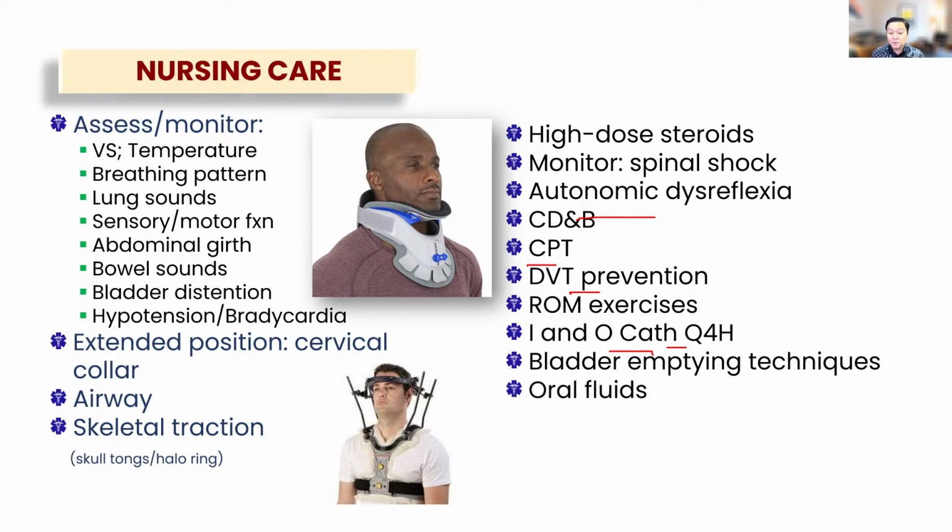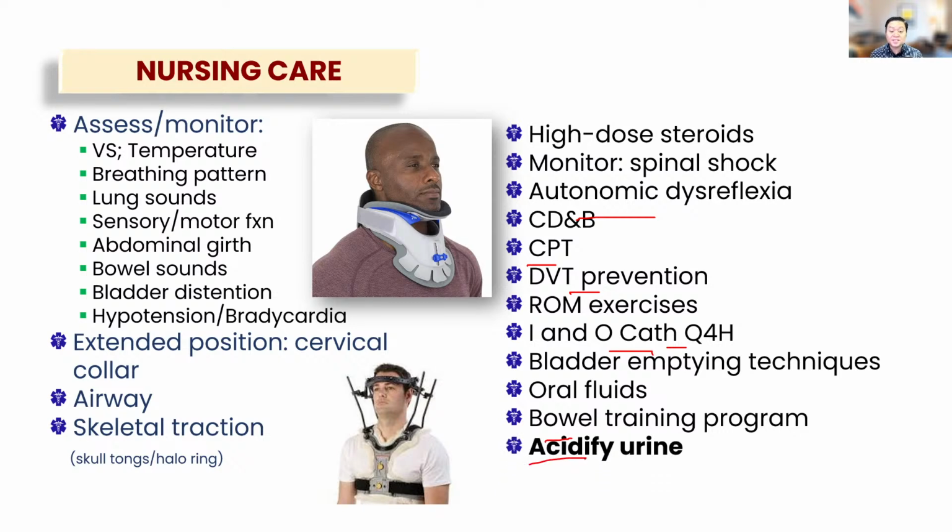Intake of fluids as well. This will prevent retention, or let's say it will help flush the renal system to prevent urinary tract infections, right? Adequate hydration is very important. Same thing with the bowel training program. You want to make sure that they will be taking laxatives or stool softeners to prevent impaction or constipation, also including high fiber in their diet. And we need to acidify their urine. And the reason for that is to prevent urinary tract infection as well.